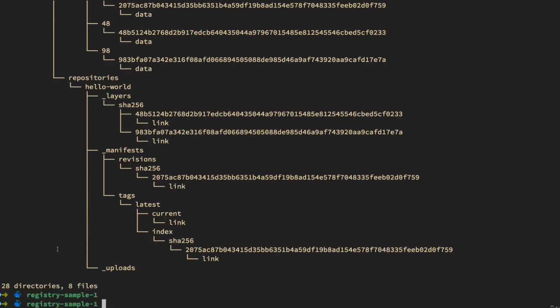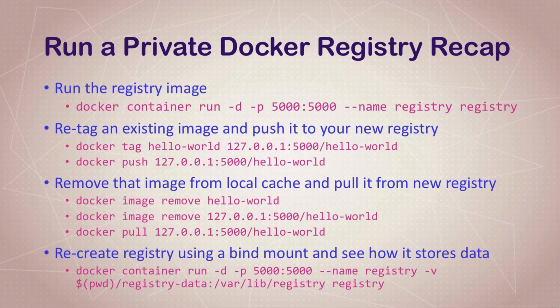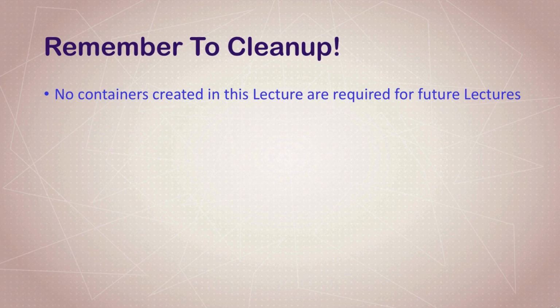So there you go. That's the basics of running a registry on your local machine. And then next, we'll need to secure it with some TLS and then enable some authentication. All right, so that's the basics of running Docker Registry. Here are the major commands that we ran in this lecture. So you might want to pause here if you wanted to write any down or make sure that yours were correct. And now that you're done with this lecture, remember to clean up so you can start with a fresh slate on the next lecture.